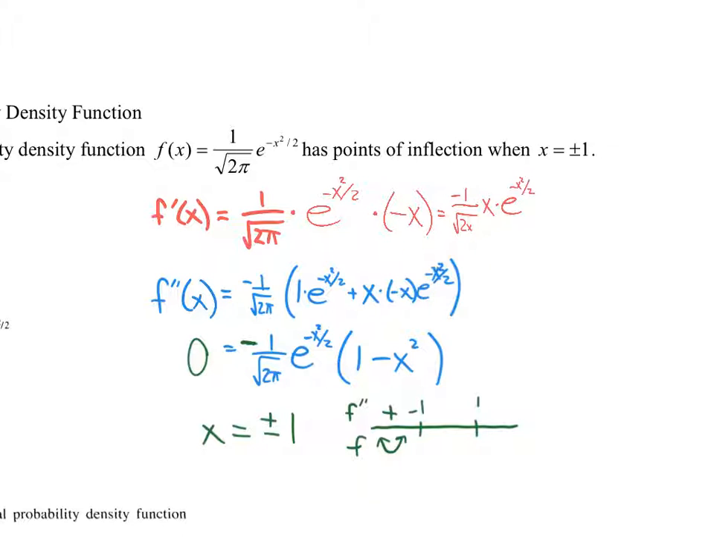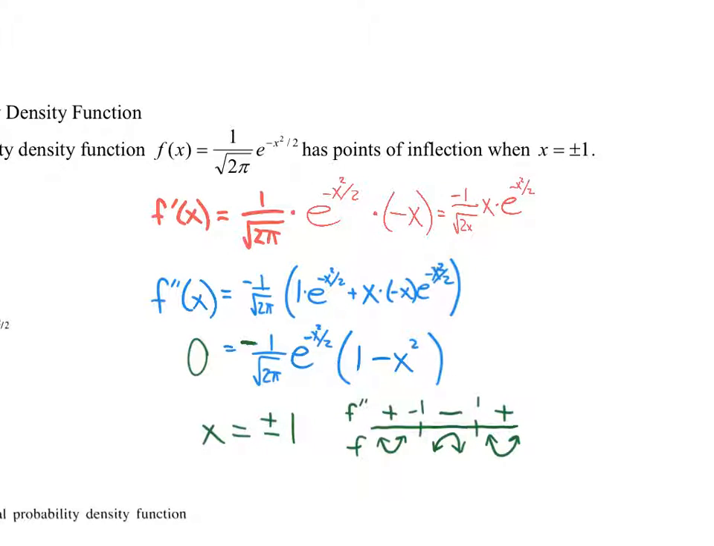If I were to plug in a 0, I'd have a 1. So negative times a positive times positive gives me a negative. So there it's concave down. So we just proved that -1 is a point of inflection. And now, if I plug in a positive 2, I'd have 1 minus 4 is negative times a positive times a negative. That's going to be positive again. So yes, both of those are points of inflection.